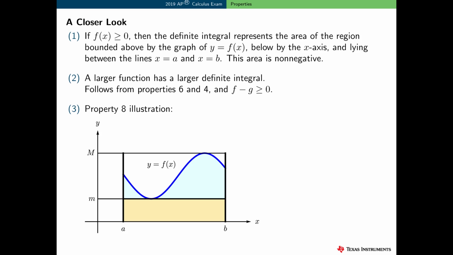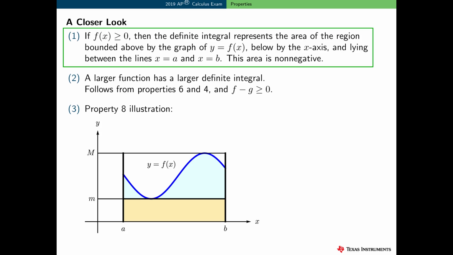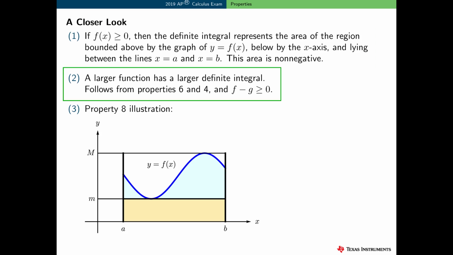Here's a closer look at these three properties. In property 6, if f is greater than or equal to 0, then the definite integral represents the area of the region bounded above by the graph y equals f of x, below by the x-axis, and lying between the lines x equals a and x equals b. So the geometric interpretation of property 6 is that areas are non-negative. Property 7 says that a larger function has a larger definite integral. And this follows from properties 6 and 4, because f minus g is greater than or equal to 0.